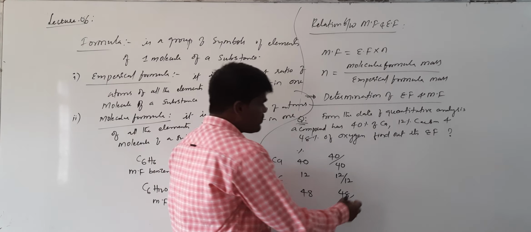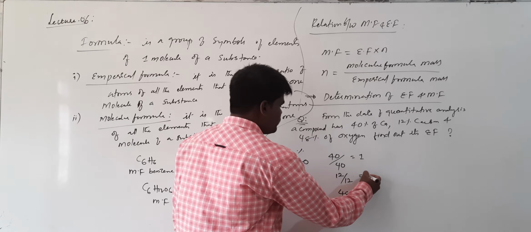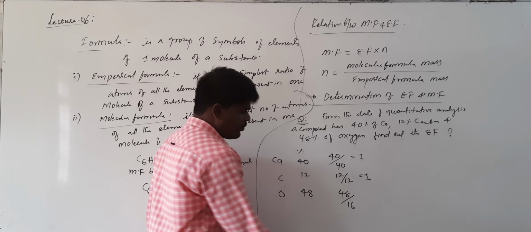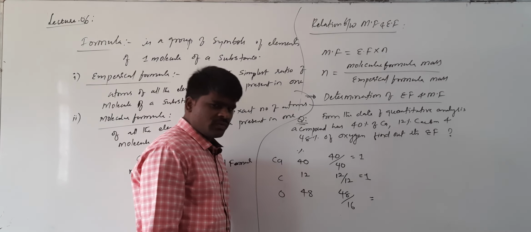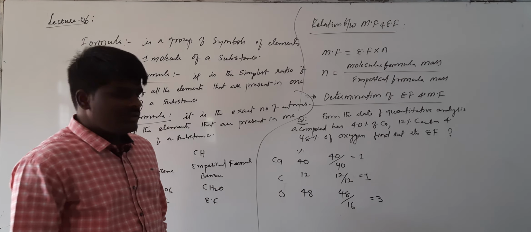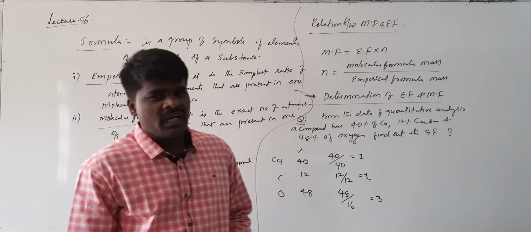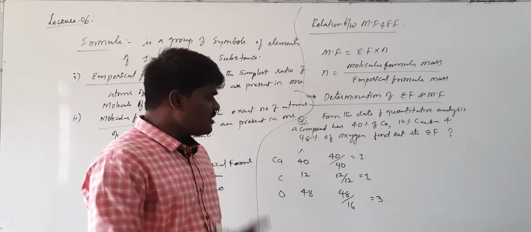So what is the relative number of atoms of calcium? 1. What is the relative number of atoms of carbon? 1. And what is the relative number of atoms of oxygen? 3. That means this is the simplest ratio. It is nothing but the simplest ratio of the atoms of all the elements present in the molecule.